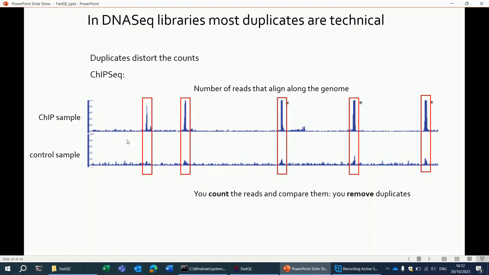And this is a real issue because ChIP samples often contain a lot of duplicates because they are typically small libraries. Not that much DNA will be bound by a transcription factor. So to get enough signal during the sequencing, you will have to do a lot of PCR amplification of these small libraries, hence leading to the generation of a lot of library duplicates.